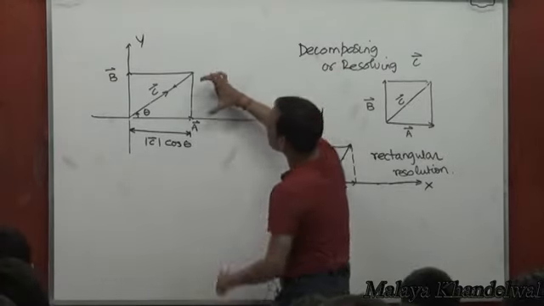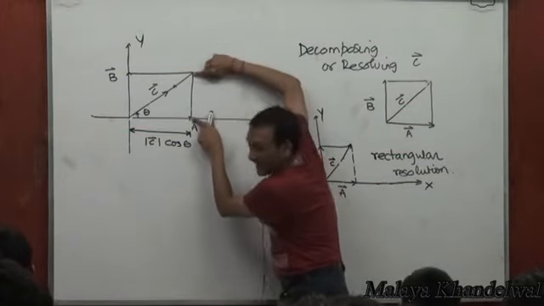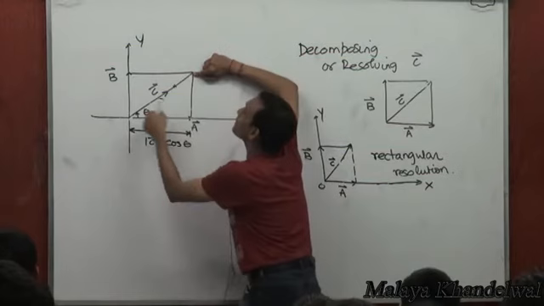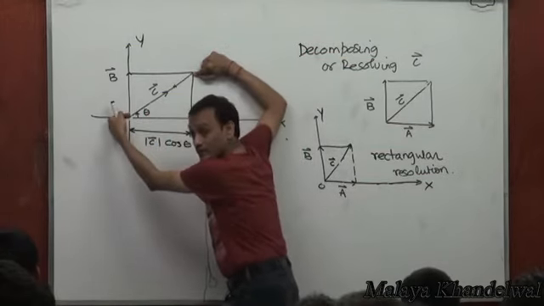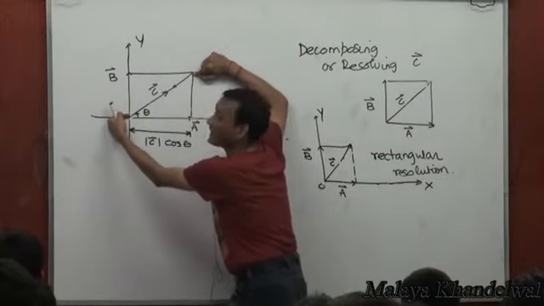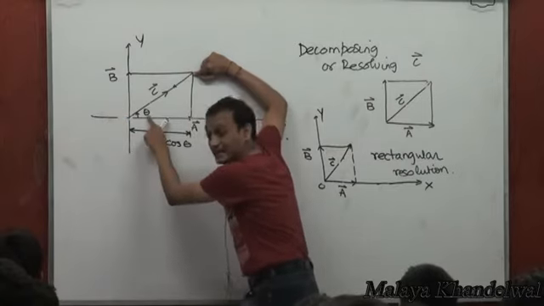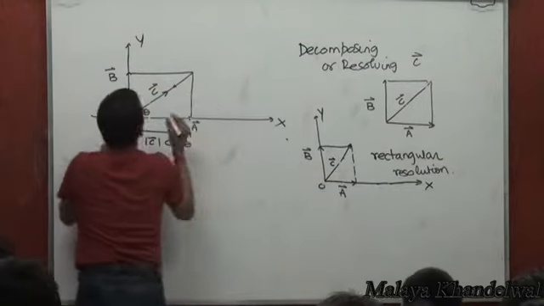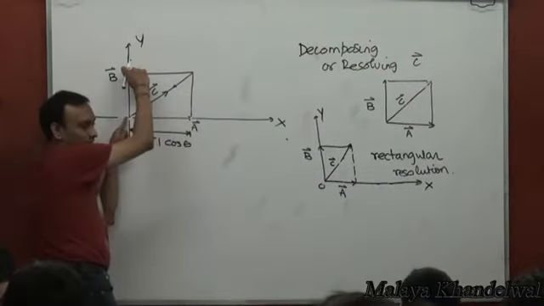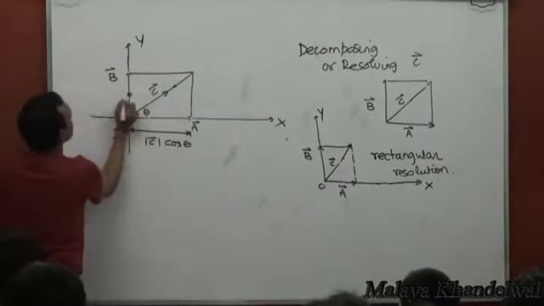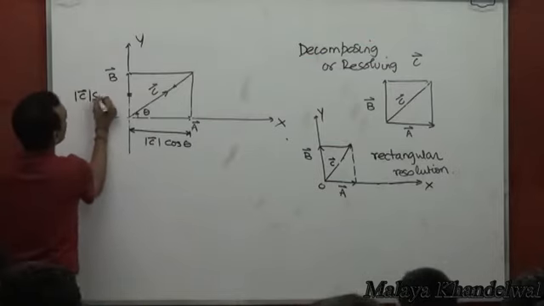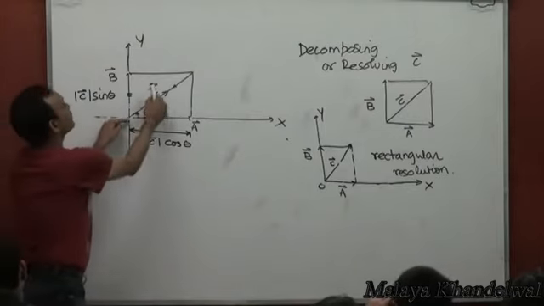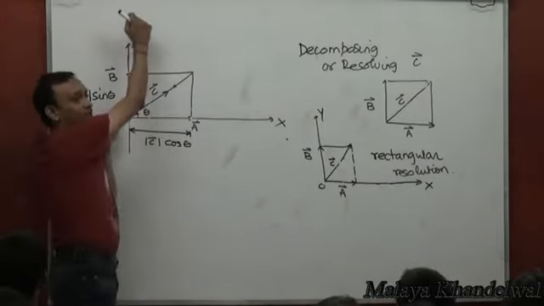Now, again, this length by this length is mod C. This length by this length, mod C, is sin theta. So this length must be mod C sin theta, right? But then this length is the same as this length. So this length is mod C sin theta. This is called the component of the vector C in this direction.